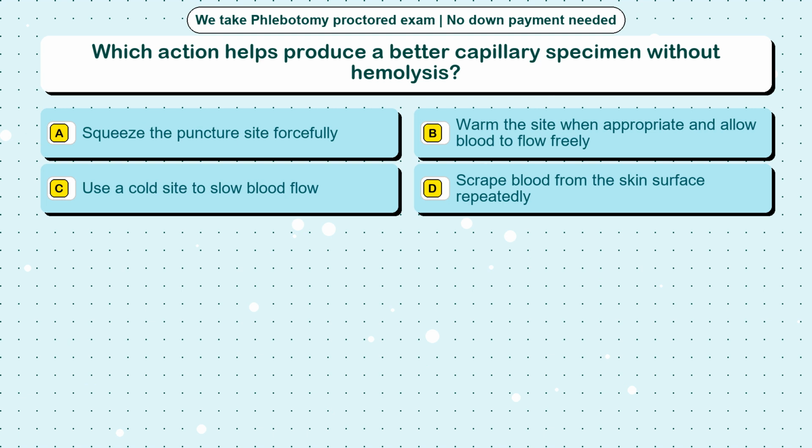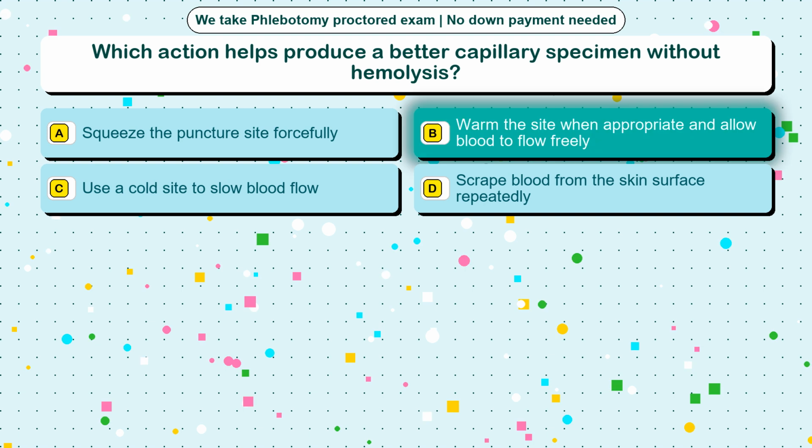Question 62. Which action helps produce a better capillary specimen without hemolysis? Option A, squeeze the puncture site forcefully. Option B, warm the site when appropriate and allow blood to flow freely. Option C, use a cold site to slow blood flow. Option D, scrape blood from the skin surface repeatedly. The correct answer is option B, warm the site when appropriate and allow blood to flow freely.